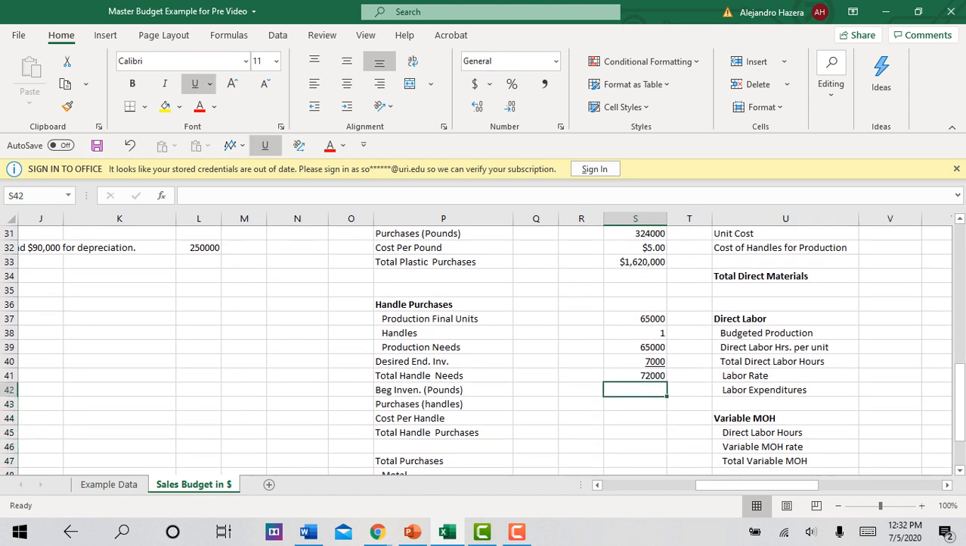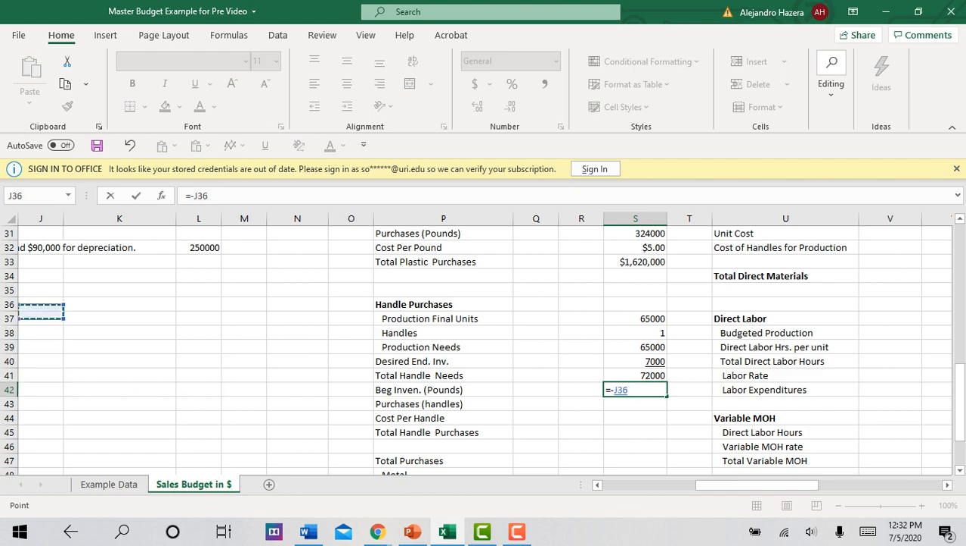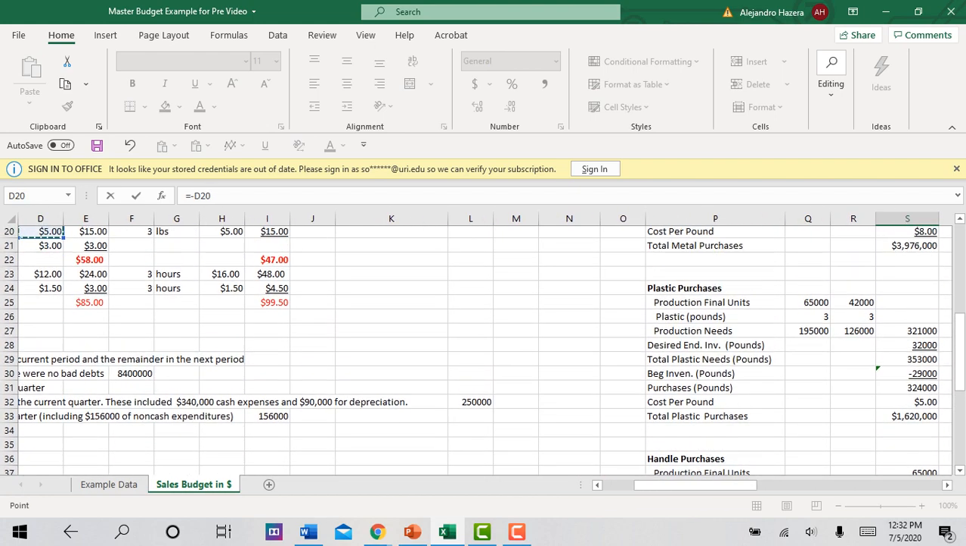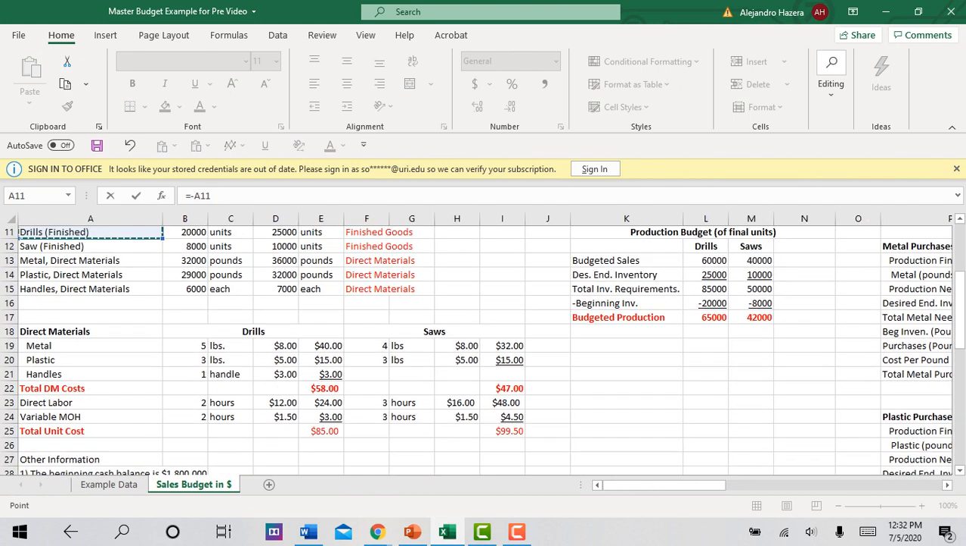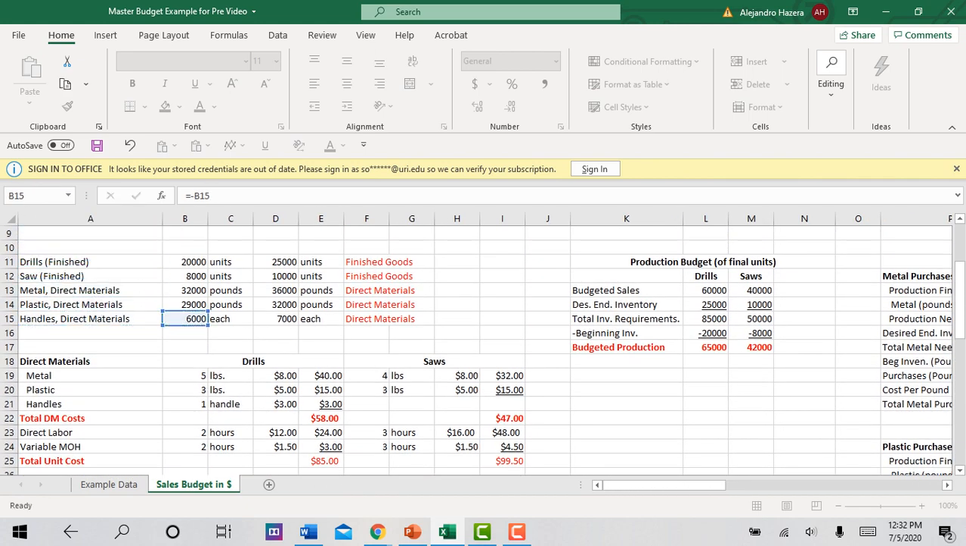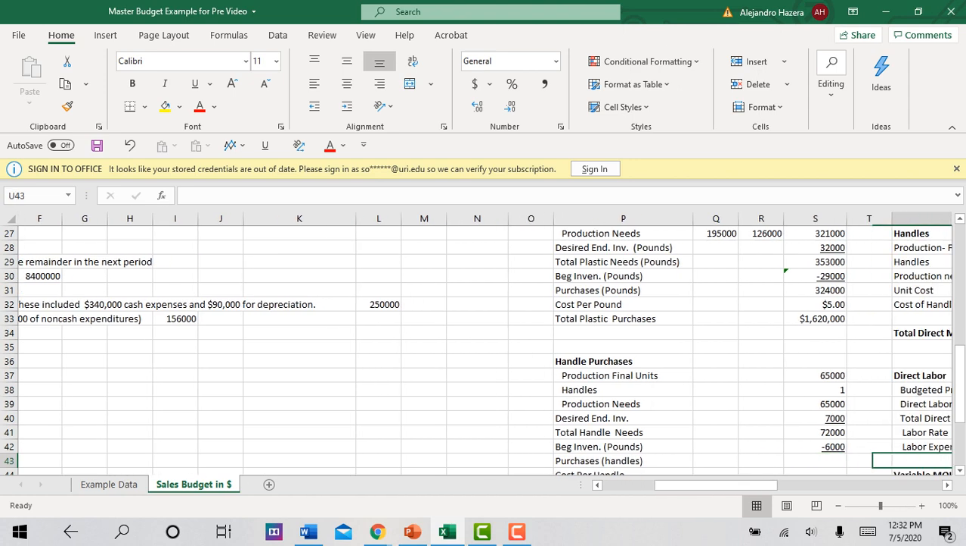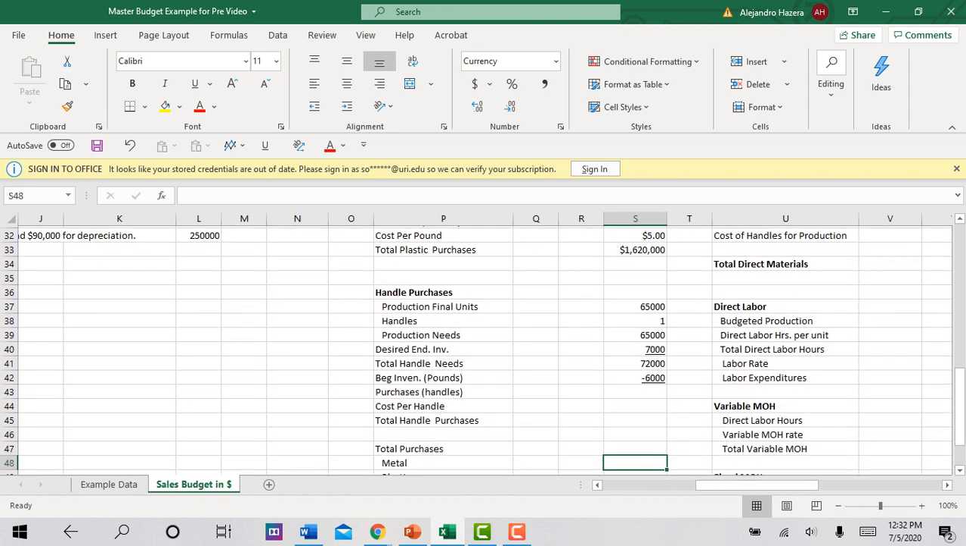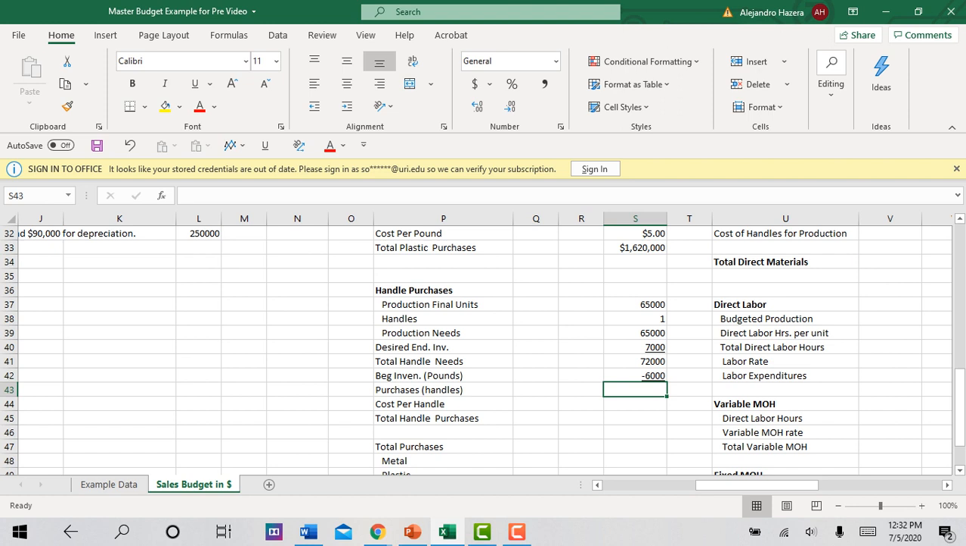We know that our beginning inventory, excuse me, for handles has 6,000. Okay, so our total we're going to have to purchase. So if we need 65,000 handles for production, we want a desired ending inventory of 7,000, we're going to need 72,000. We already have 6,000 on hand. So our purchase of handles, we're going to have to actually buy 66,000 handles.